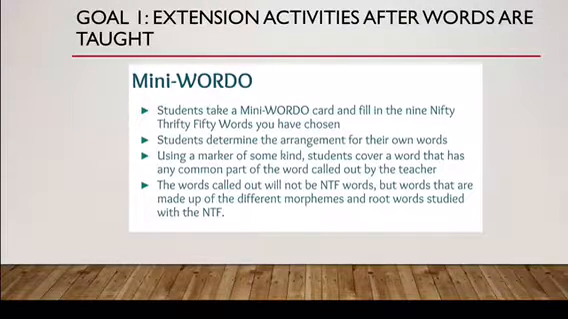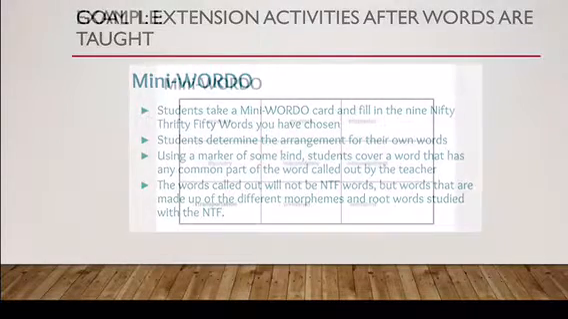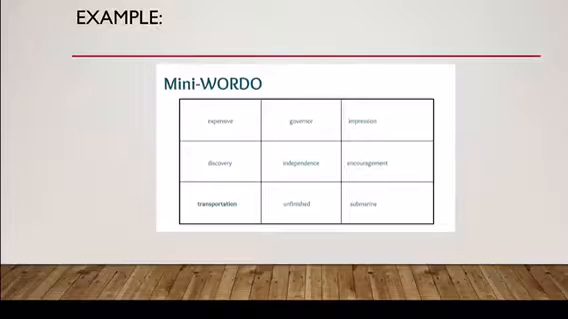It is called Mini Wordo, and it is not used until October because you need enough words. Students write 9 of the nifty thrifty 50 words correctly on their Wordo board. Teacher will use another word that has similar parts. Example, if the teacher says the word expression, which is not a nifty thrifty 50 word, students can cover expensive and impression because expensive has the same prefix, ex, and impression has the same root and suffix, press and ion.